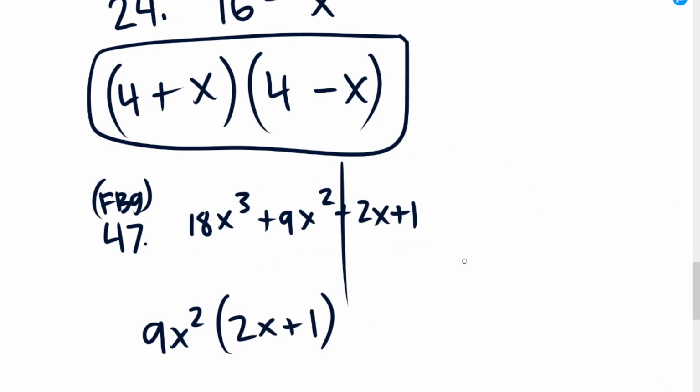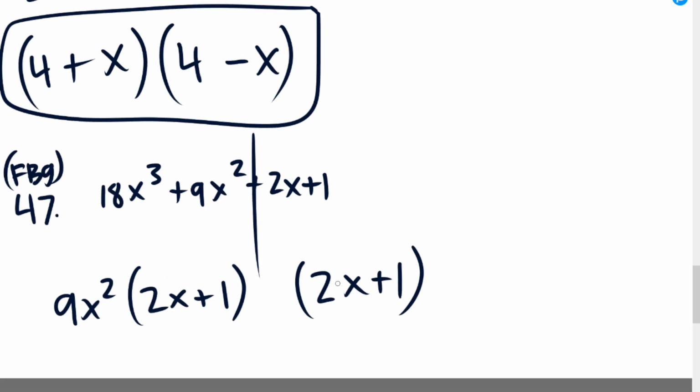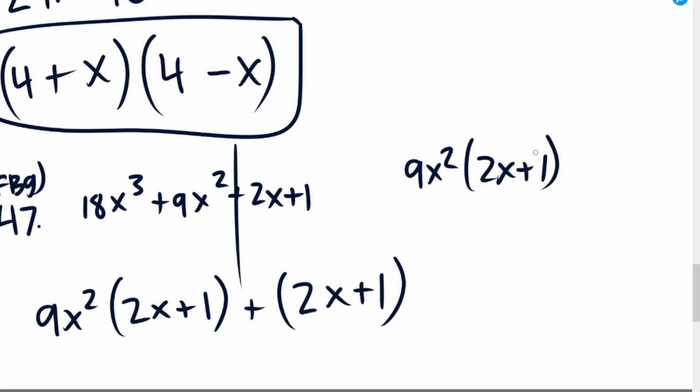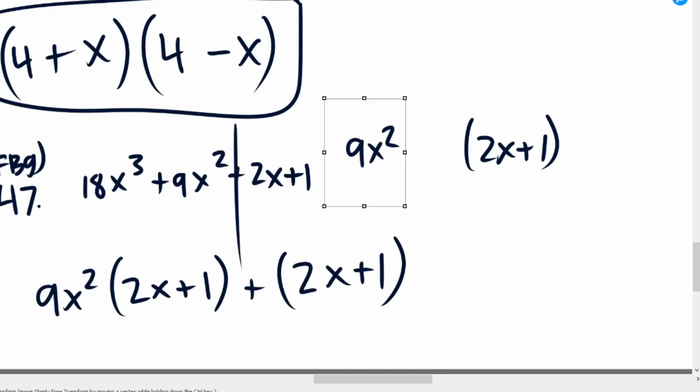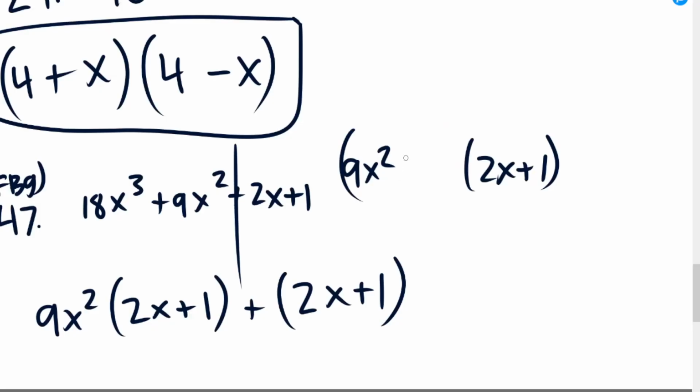And then what does this have in common? Nothing, but it actually works out fine because it also is 2x plus 1. We still need the insides to be the same. Now that leaves us with 9x squared, and then 2x plus 1, and then plus 1. My bad, not just 9x squared. So 9x squared plus 1. You can't just have nothing there.